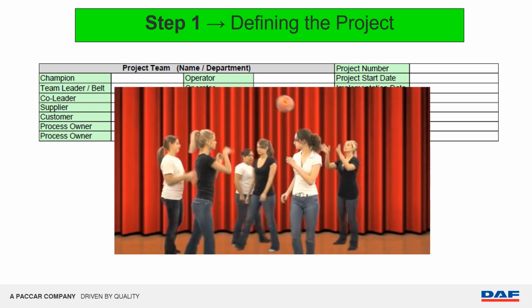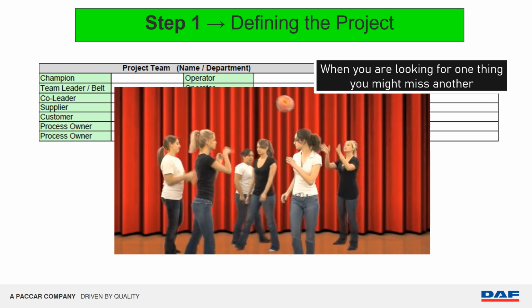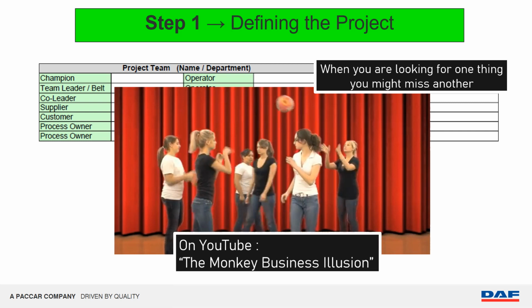Well, have you ever seen this short movie? When you are looking for one thing, you might just miss another. We need more people to focus on more things than just one. We can't see everything ourselves. Try this exercise with your team, just for fun. You can find it on YouTube, The Monkey Business Illusion.